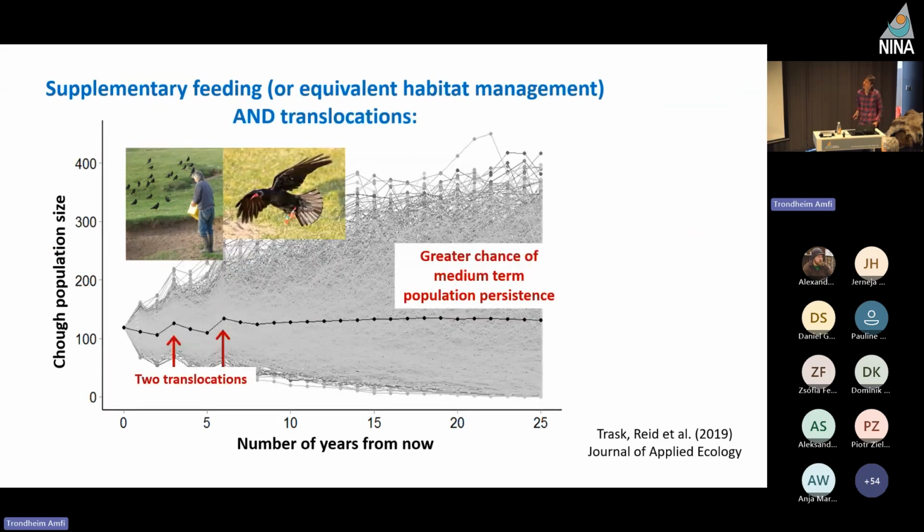So if we do both of these things, supplementary feeding or equivalent habitat management and some degree of translocation, then things start to look slightly better, and at least we can be a bit more optimistic of having a stable population size. That's because of the interaction between these ecological and genetic effects, whereby the ecological intervention is preventing the population from decreasing, which prevents the escalation of NE, of drift and inbreeding, which can then be alleviated by the translocations, which then allows the population to take advantage of the fact that the ecology has been improved.